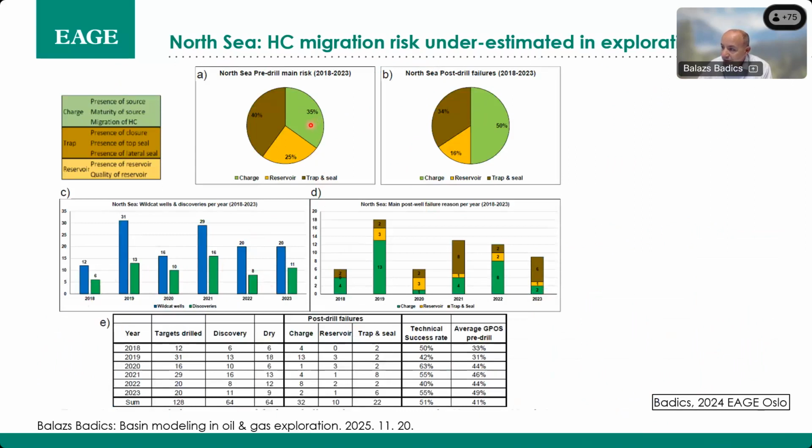And then the statistics is very similar, that after drilling, companies blame about half of the dry wells on migration failures. And then again, in this one, in the 4-page abstract, you find a lot of examples and statistics, but now I will show a couple of them here in this presentation.